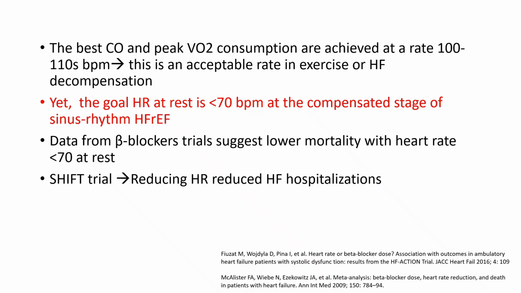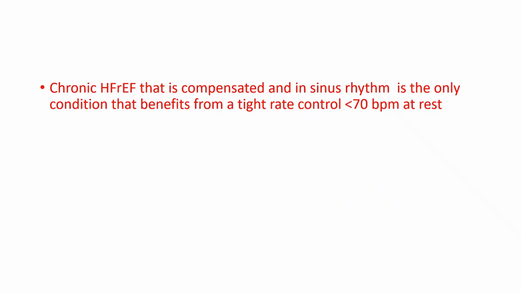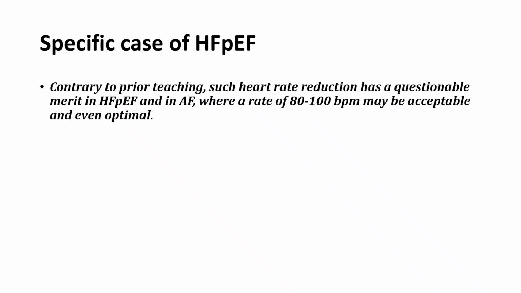This has also been demonstrated in the SHIFT trial, which randomized systolic heart failure patients to a pure sinus node slower called ivabradine versus placebo with a goal heart rate less than 70. Reducing heart rate reduced heart failure hospitalizations. Heart failure that is compensated and in sinus rhythm is the only condition that benefits from a tight rate control of less than 70 beats per minute at rest. I will now move on to the specific case of heart failure with a preserved ejection fraction.